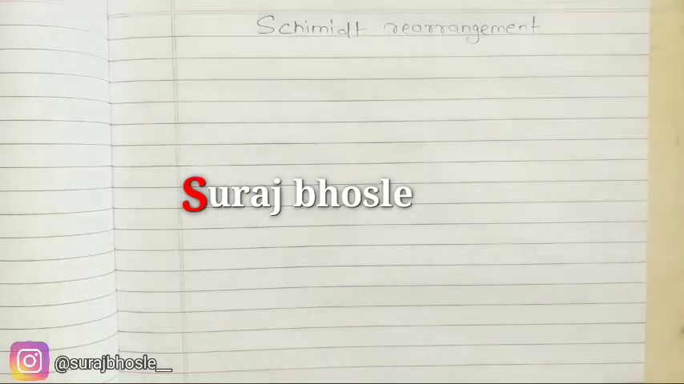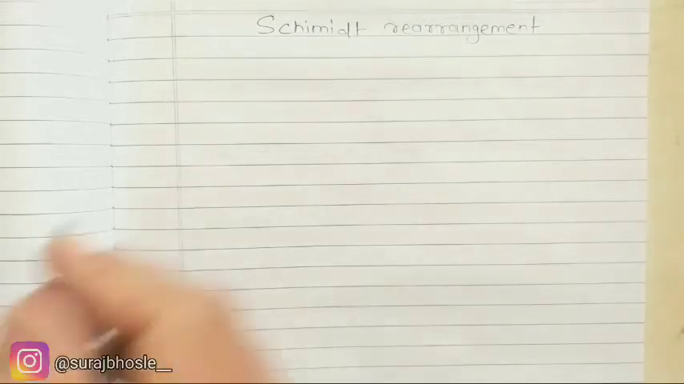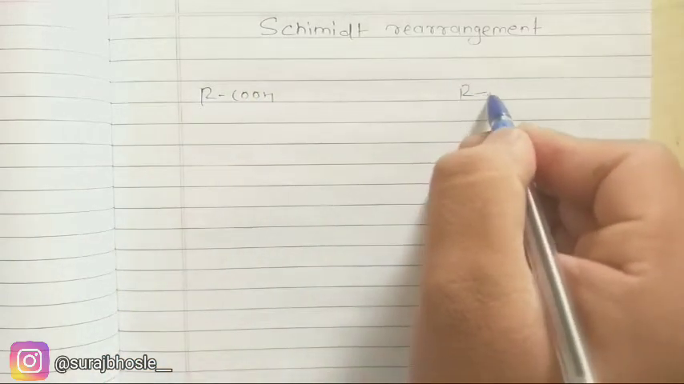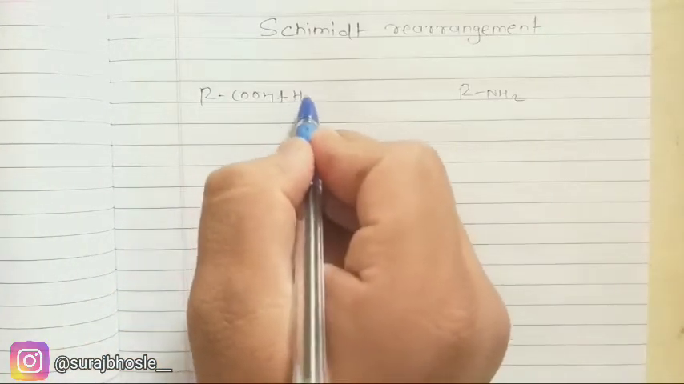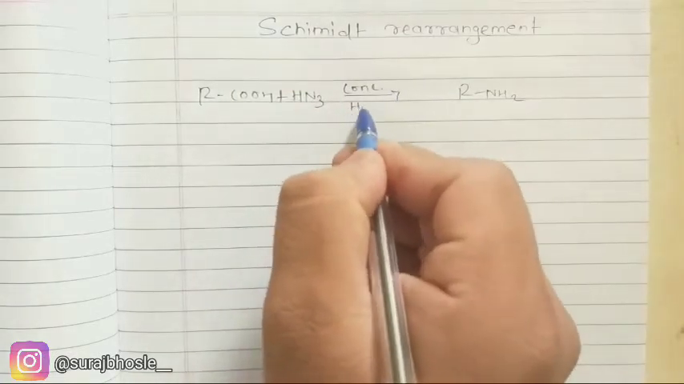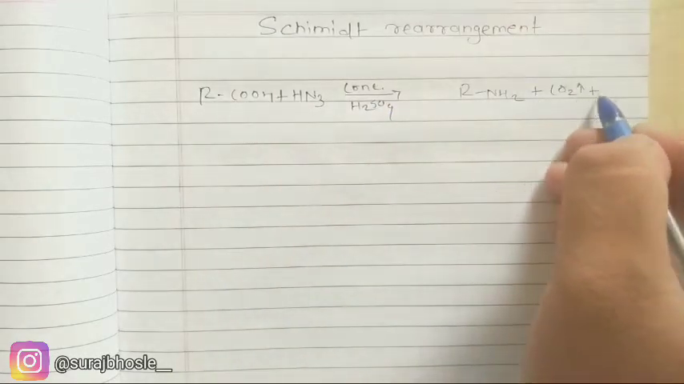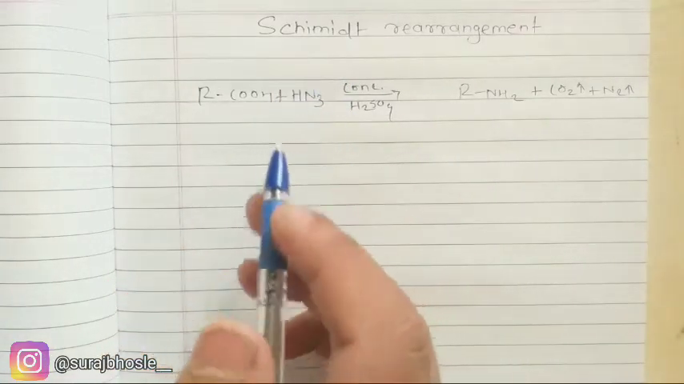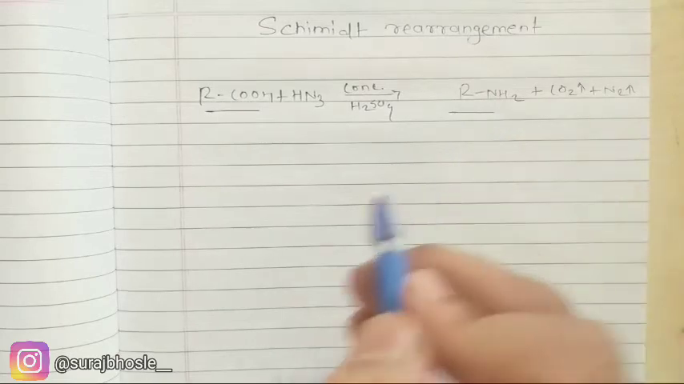Hello everyone. So in this video we are going to see about the Schmidt rearrangement reaction. In the Schmidt rearrangement reaction, the carboxylic acid is converted to primary amine. Whenever the carboxylic acid is reacted with hydrazoic acid, HN3, in presence of concentrated H2SO4, it leads to the formation of primary amine with CO2 plus N2 as a byproduct. So this is the Schmidt rearrangement reaction where the carboxylic acid is converted to primary amine.